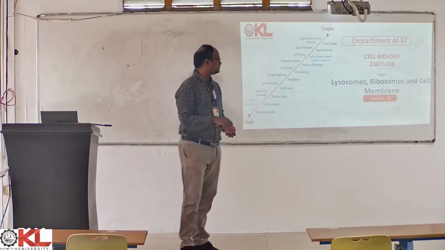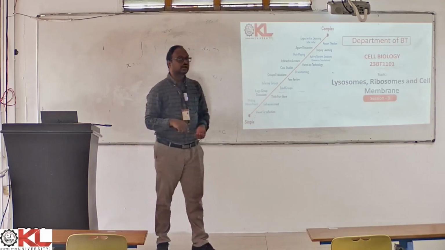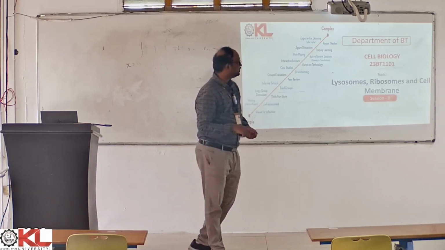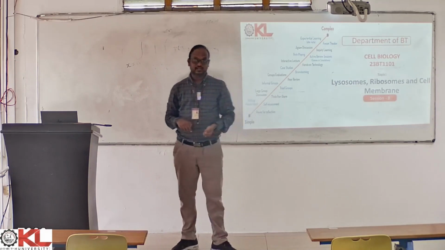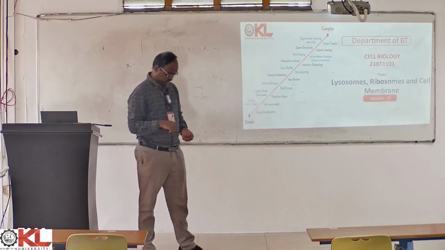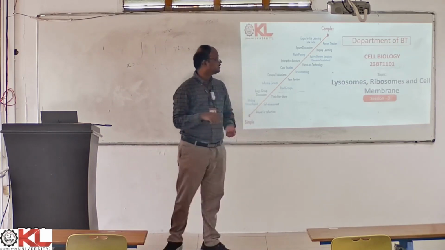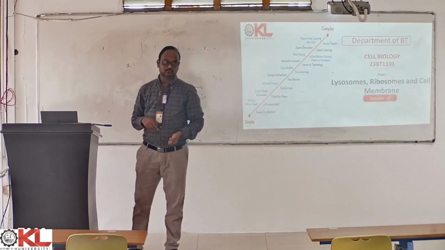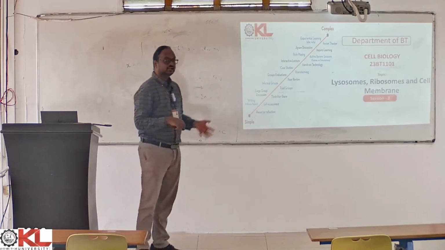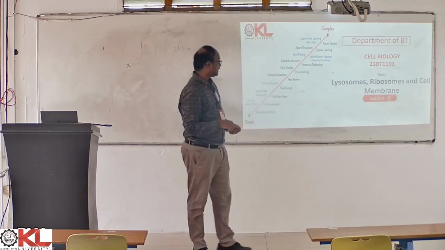So coming to the current session, we are going to discuss another set of three major intracellular organelles present in the eukaryotic cell. The first one is called lysosome, the second one ribosomes, and the third one the cell membrane. Cell membrane is also an intracellular organelle. We can call it an intracellular organelle.